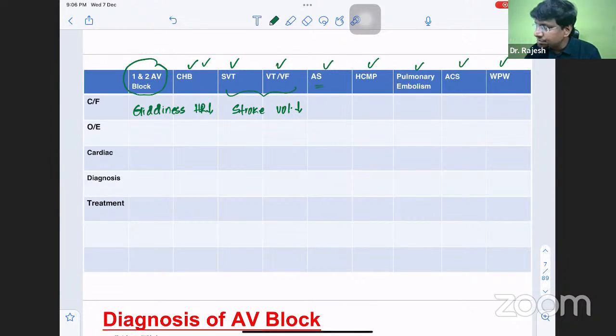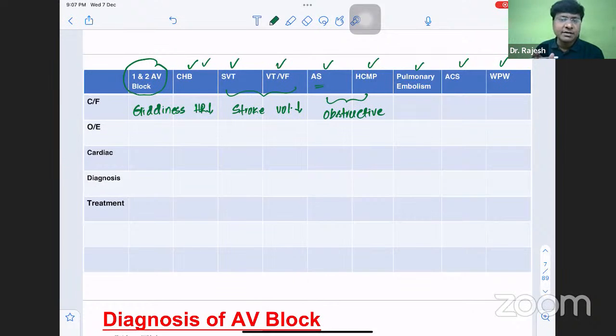Whereas aortic stenosis as well as hypertrophic cardiomyopathy, both of them are obstructive pathologies. Where exactly will the obstruction be? At the left ventricular outflow tract. Because of obstruction, the cardiac output will be reduced, cerebral perfusion will be reduced, thereby there can be a syncopal attack. Next, coming to pulmonary embolism. In patients with pulmonary embolism, there will be an increase in the pulmonary artery pressure. There will be pulmonary hypertension. Because of pulmonary hypertension, there will be increased afterload on the right ventricle.